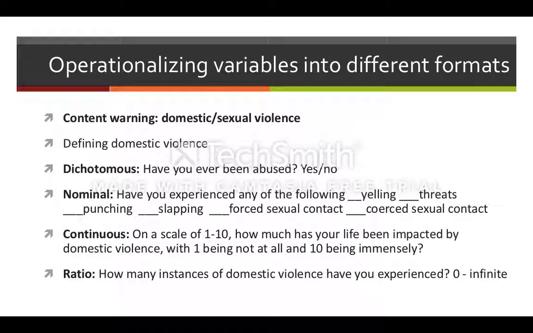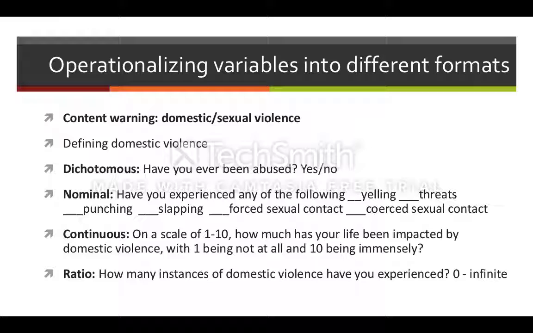These are just different types of abuse or different categories that impact people differently and have different effects. We could operationalize domestic violence as a continuous variable by saying something like, on a scale of 1 to 10, with 1 being not at all and 10 being quite a lot, how much has your life been impacted by domestic violence? And that would give us a ranking.